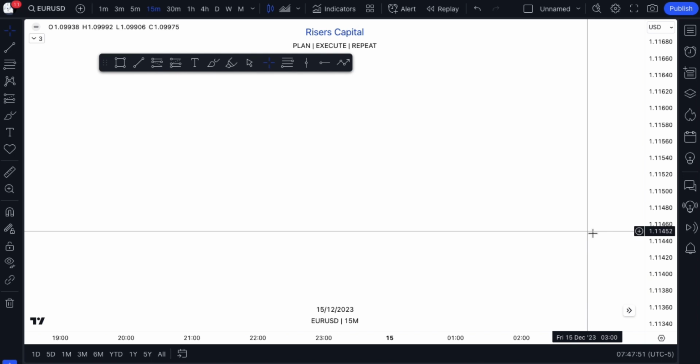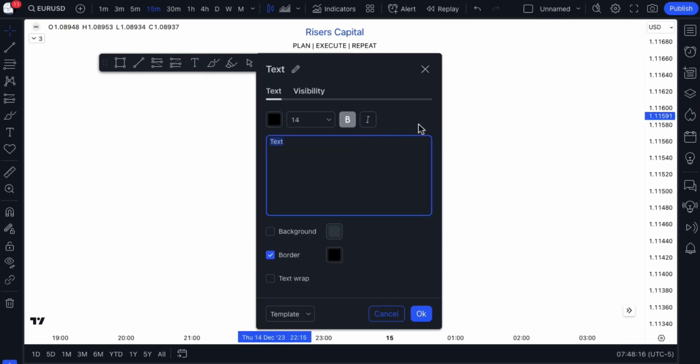In today's video I'm going to be speaking about arguably the best ICT London Killzone strategy, and in this video I'll be going through a real trade example that I actually did take. Now in this video I'll be speaking about what time you should be looking for the trades and the characteristics of the London Killzone.